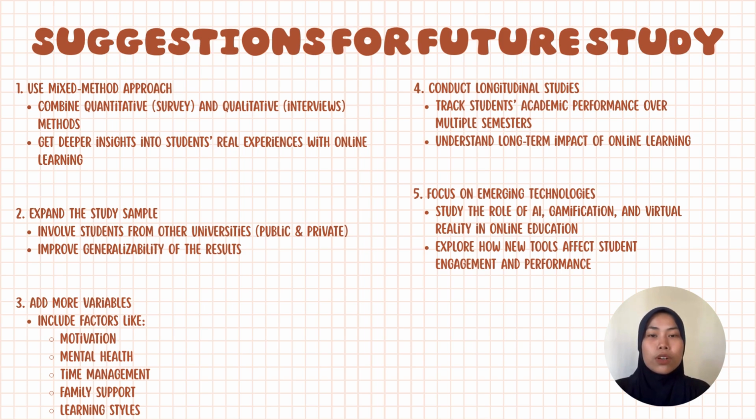Next is add more variables. Future studies should also consider other important factors that may affect academic performance, such as motivation, mental health, time management, family support, and learning styles. These factors could give a better understanding of what really helps students succeed in online learning.